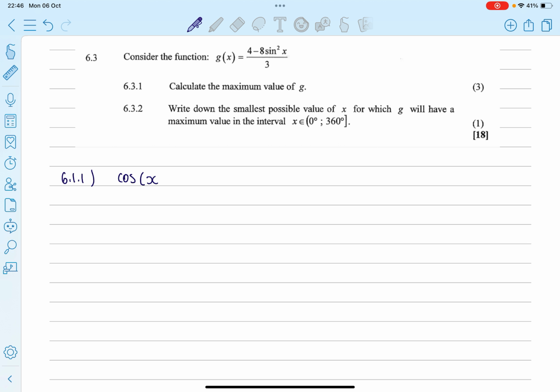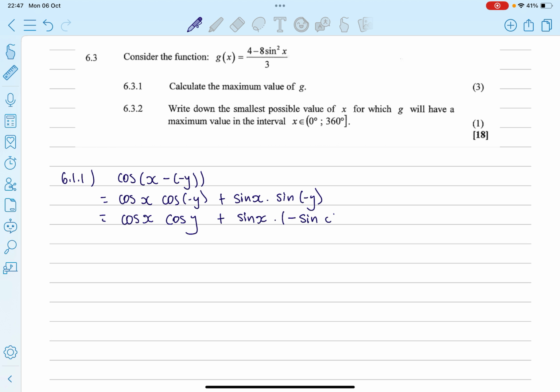Cos x minus negative y will therefore be equal to cos x cos negative y plus sine x and sine negative y. Okay, now we're going to use reduction formulas. So cos x cos negative y is in the fourth quadrant, meaning it's also going to be positive. So this is just cos y. Sine x is sine x. Sine negative y is in the fourth quadrant, and sine is negative over there.